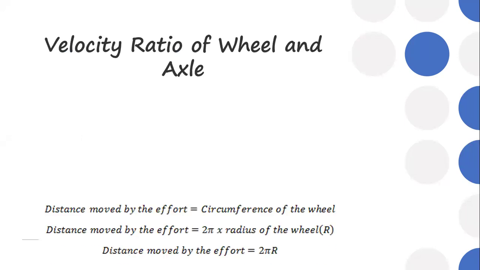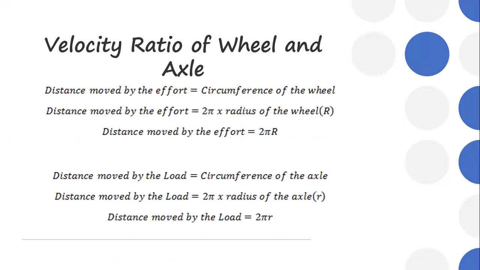That means as follows: distance moved by effort is equal to the circumference of the wheel, which is equal to 2 pi times the radius of the wheel. So the distance moved by effort will be equal to 2 pi R. Now, distance moved by load is equal to the circumference of the axle, which is equal to 2 pi times the radius of the axle. So the distance moved by load is equal to 2 pi r.